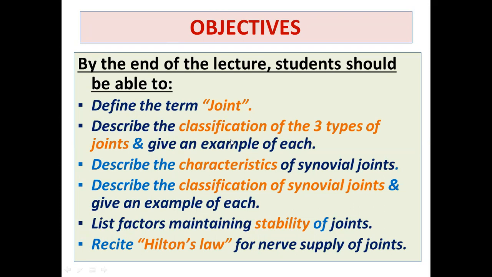Our objectives are that by the end of the lecture, the student should be able to define the term joint. They would be able to describe the classification of the three types of joints and give examples. They would be able to describe the characteristics of the synovial joints, the classification of synovial joints, along with examples, and list the factors maintaining the stability of the joints. And by the end, there is Hilton's law for the nerve supply of the joint.